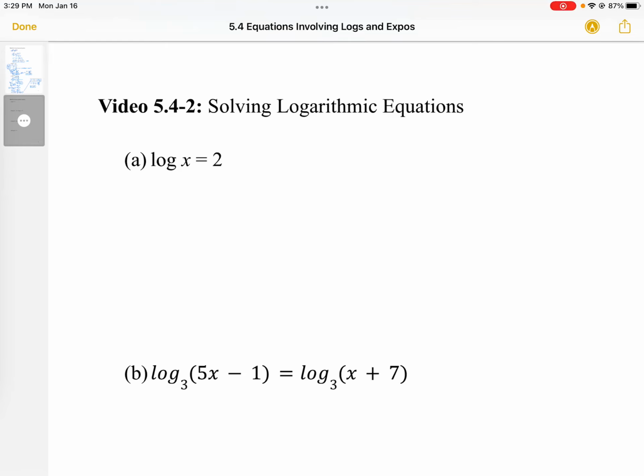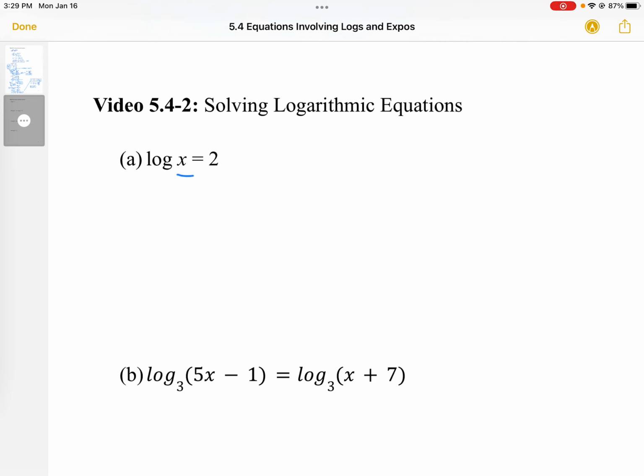In this video, we're going to solve logarithmic equations using the one-to-one property, using the inverse property, and some other properties of exponents and logarithms. In this first example, we have log base 10 of x is equal to 2. I'm going to solve this two different ways. We've seen a problem like this when we first were looking at logarithms.